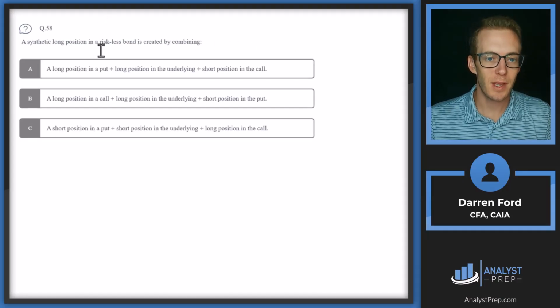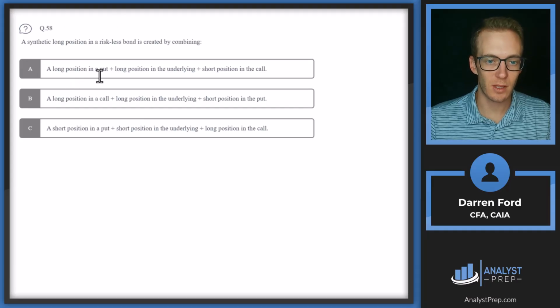Question 58. A synthetic long position in a riskless bond is created by combining. And in these answers here, we've got different combinations of calls and puts. So we've got A, long put, long underlying, short call, and then B, we've got long call, long underlying, short put. All these 3 different combinations. So I think the best way to solve this is to bring in our put call parity formula and talk through these variables.